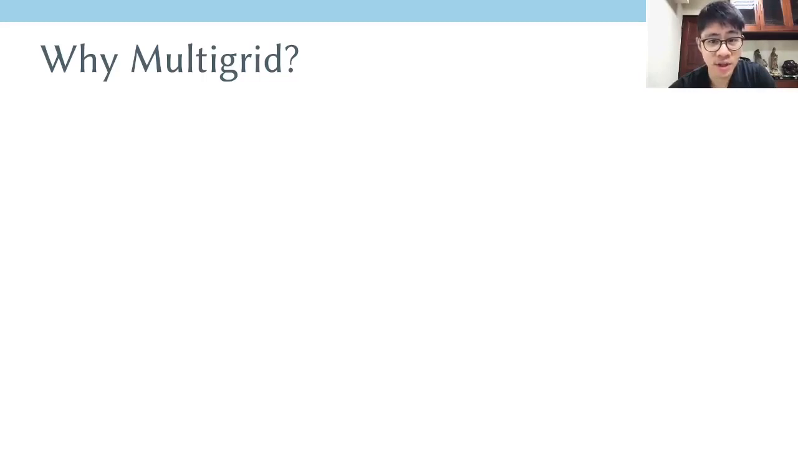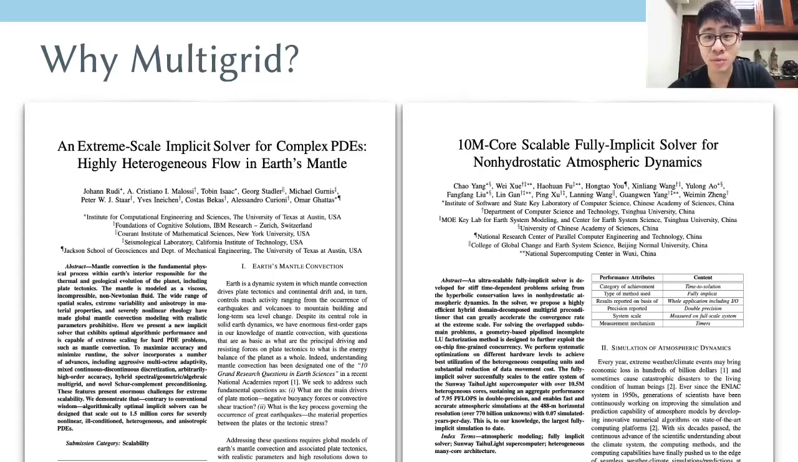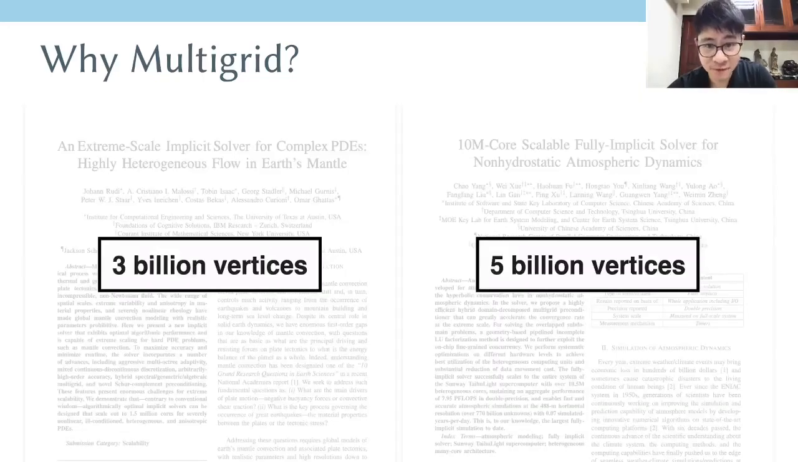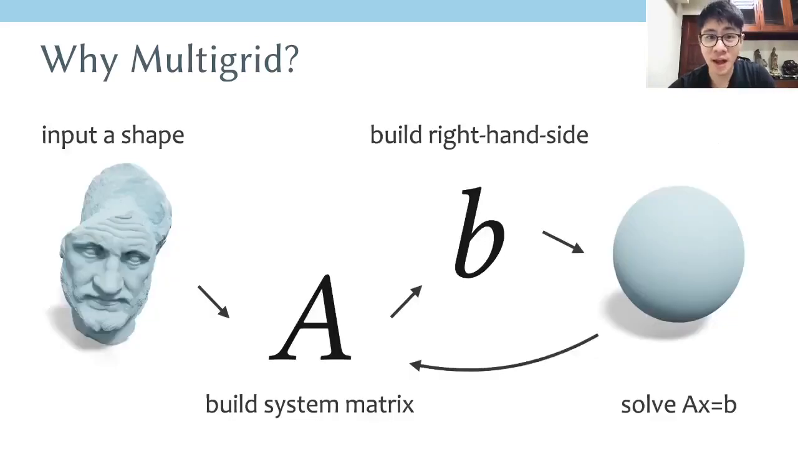And one reason is because multigrid solvers are perhaps the most scalable solver in scientific computing. And to get a feeling of how scalable it is, here are two examples that use multigrid methods to solve extremely large-scale systems. And specifically, the scale they consider here are systems with 3 billion vertices and 5 billion vertices, respectively. And another reason we choose multigrid methods is due to the precomputation.